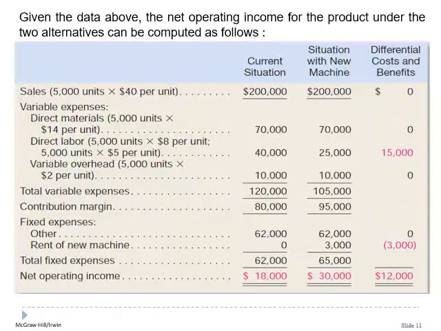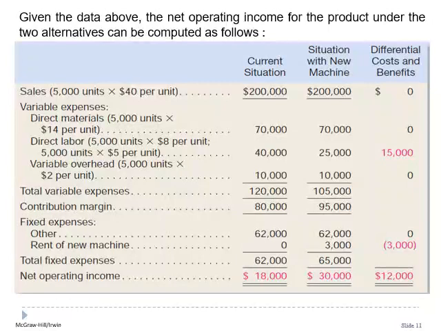The question here is which costs differ between the two alternatives. We can say that the only costs that differ between the two alternatives are direct labor costs and fixed rental cost of the new machine. Hence, the two alternatives can be compared only on these relevant costs.